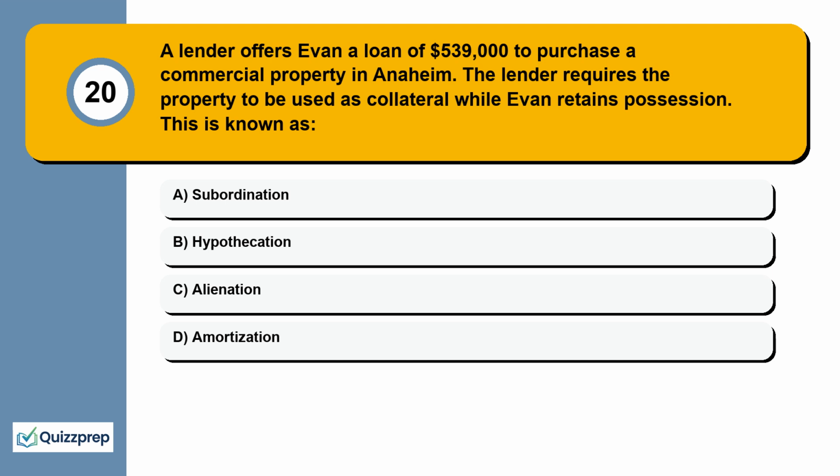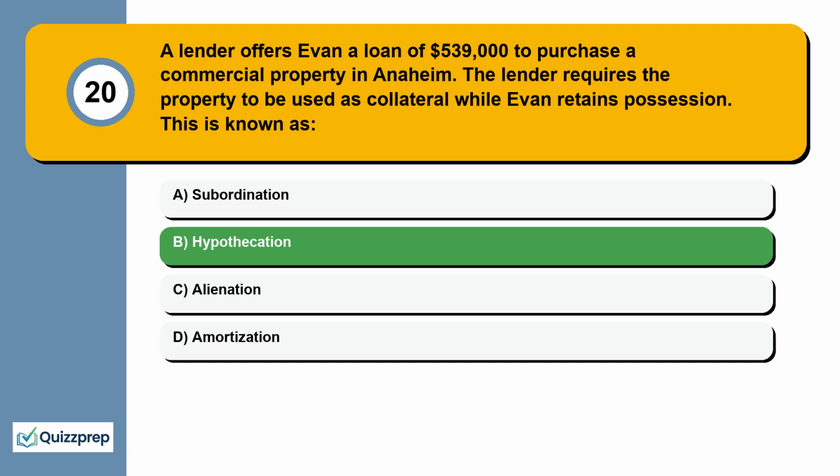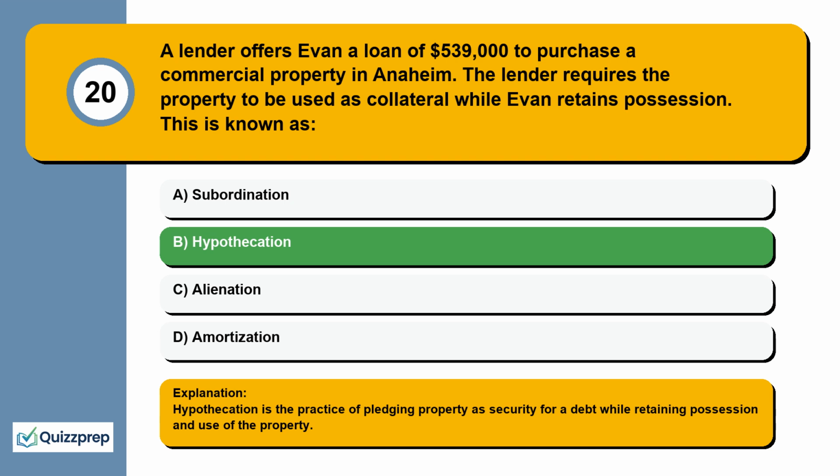Question 20. A lender offers Evan a loan of $539,000 to purchase a commercial property in Anaheim. The lender requires the property to be used as collateral while Evan retains possession. This is known as subordination, hypothecation, alienation, amortization. Hypothecation is the practice of pledging property as security for a debt while retaining possession and use of the property.